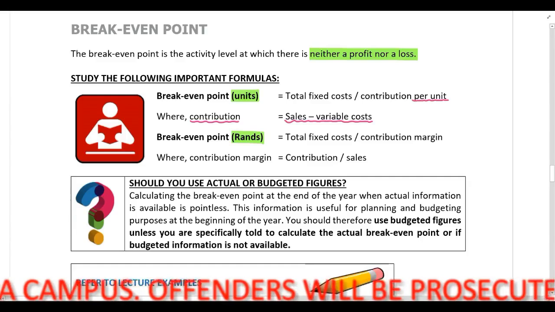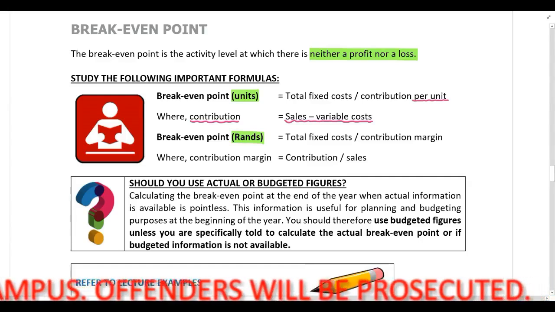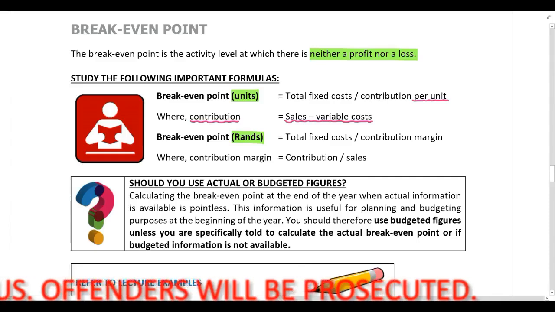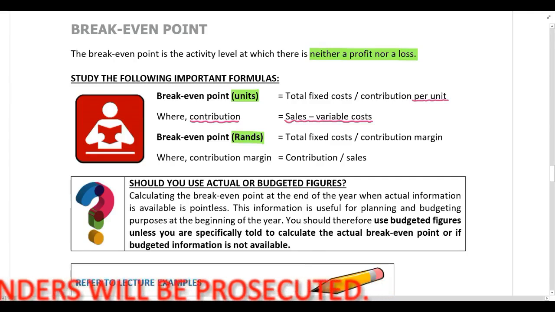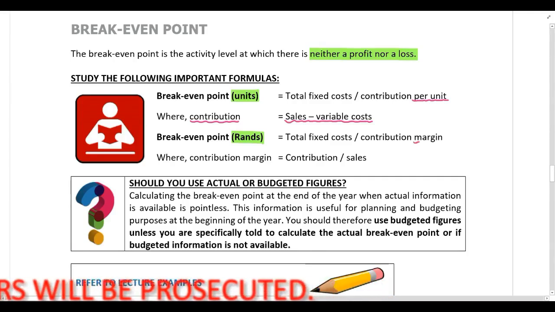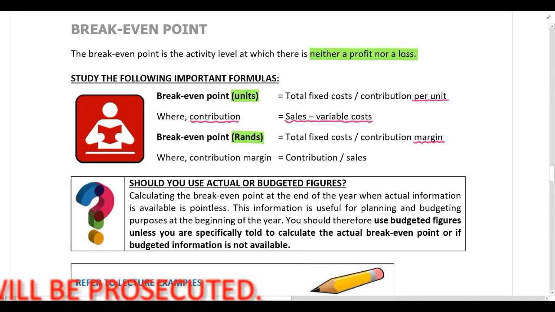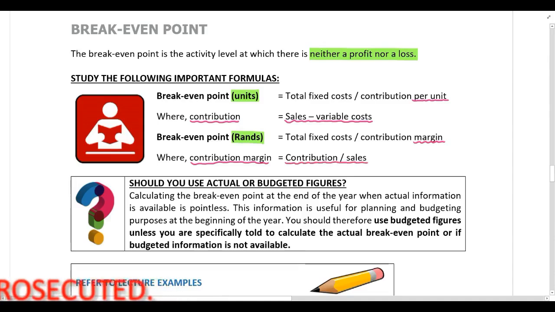On the other hand, if you are required to calculate the break-even point in rands, we still take total fixed costs, but instead of dividing by contribution per unit, we now divide by contribution margin. And contribution margin is just contribution divided by sales. So please make sure that you study these formulas. There's no excuse for not knowing the formula.